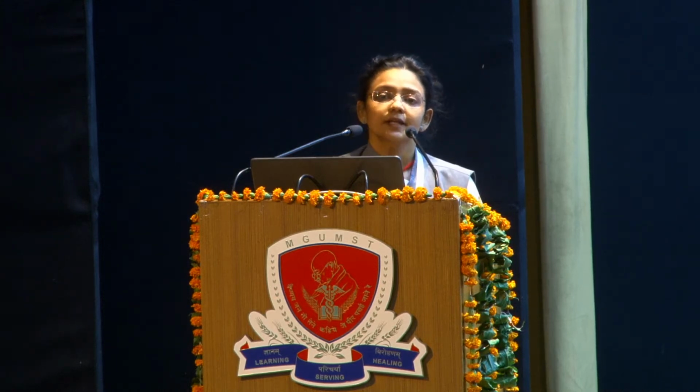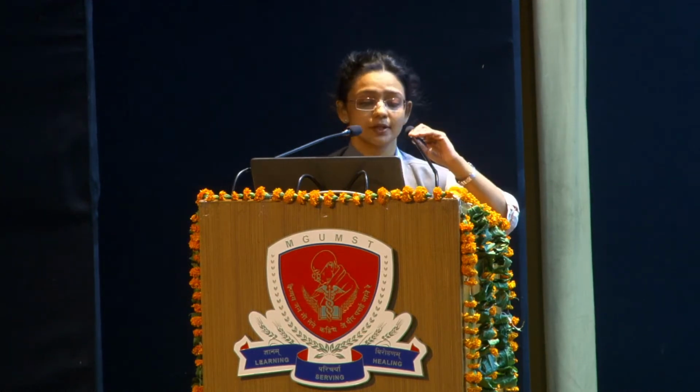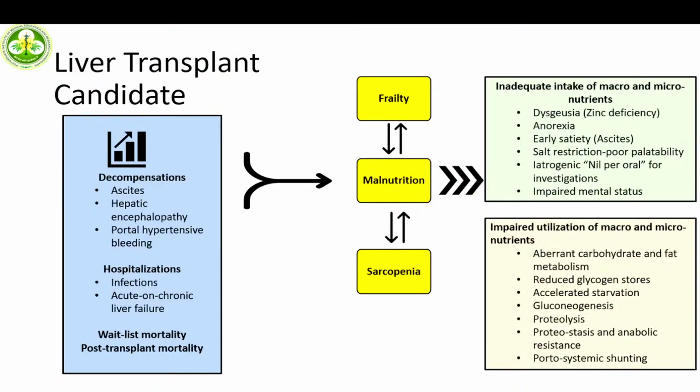So a liver transplant candidate is similar to all the patients that we have been discussing with decompensation, who have already had liver failure, ACLF. Those are the infections, especially the ones whom we are fast-tracking for transplantation, including complications like HRS, refractory ascites. So these are very difficult patients to manage nutritionally.